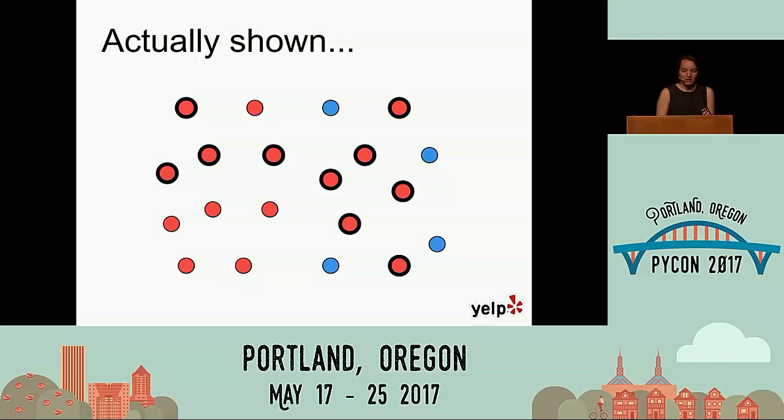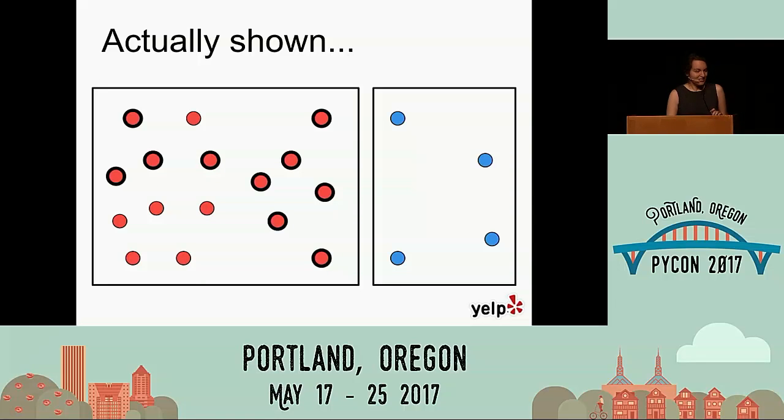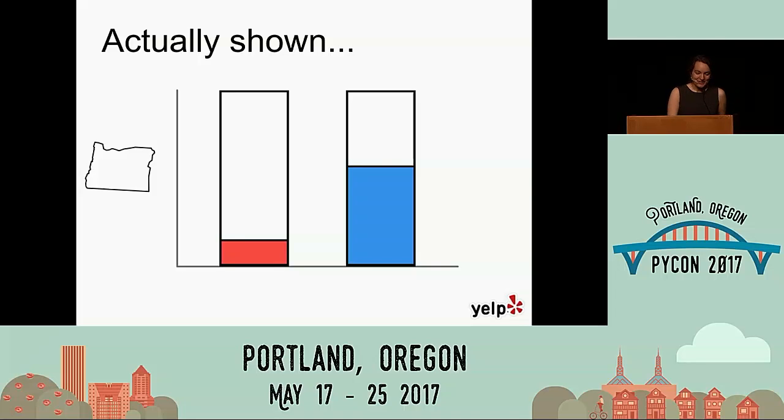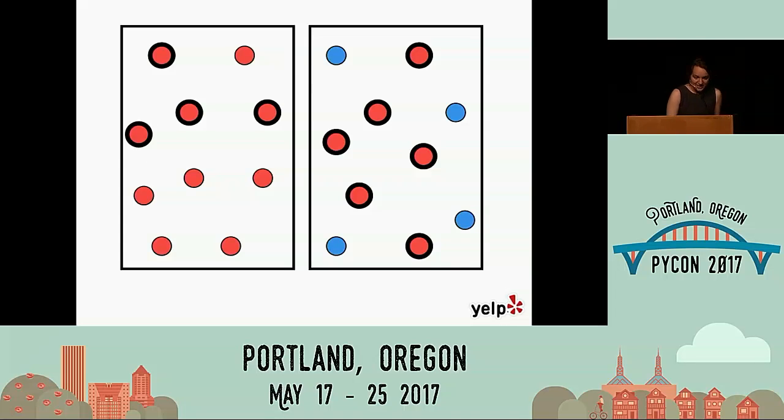OK, so it might be tempting to overcorrect for this and start to take what they were actually shown. There's a lot of issues with this, but one of them is that we've introduced bias. All of the Oregon users are now in the red group, and when we compare the two, we're also comparing the effects of being in Oregon. So let's try this one more time.